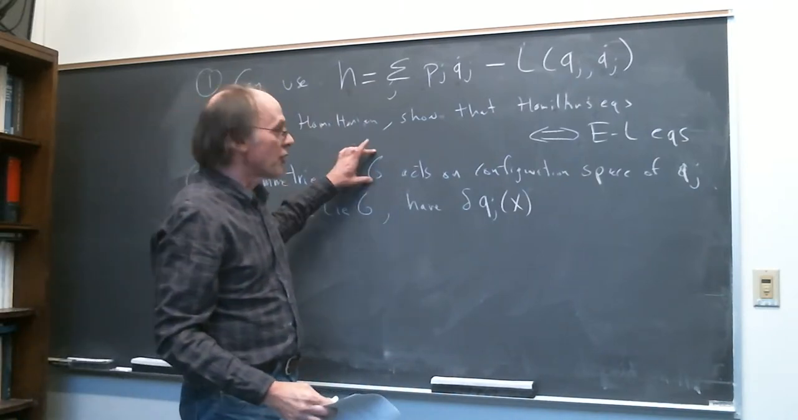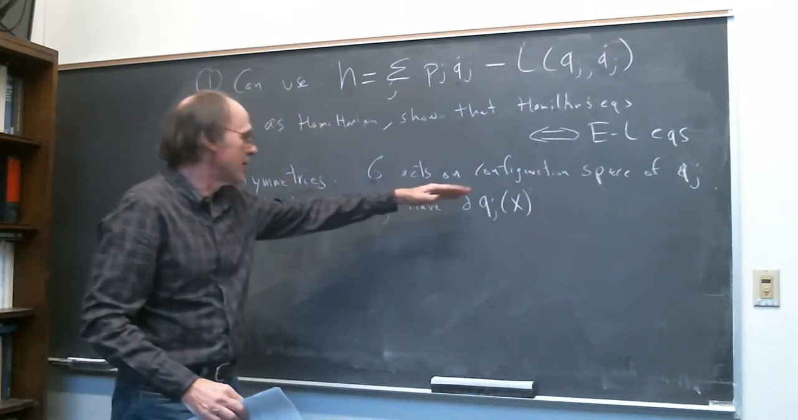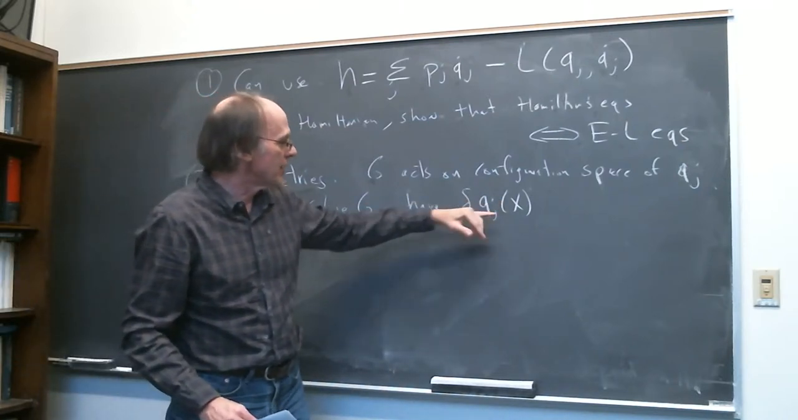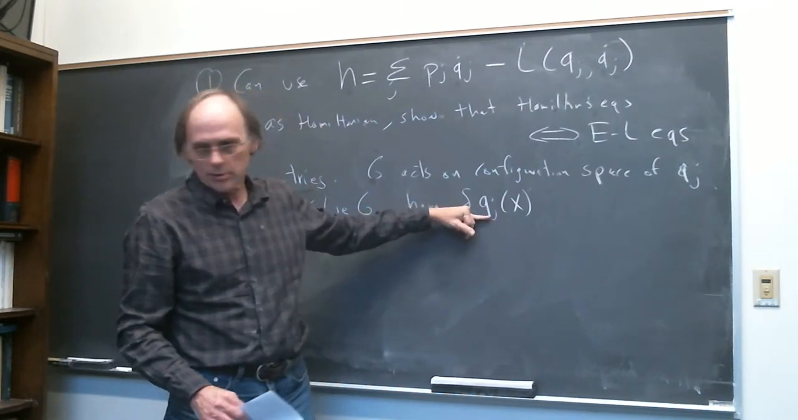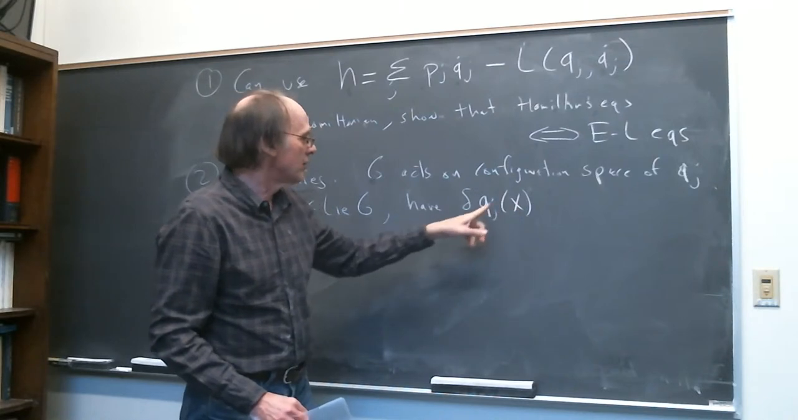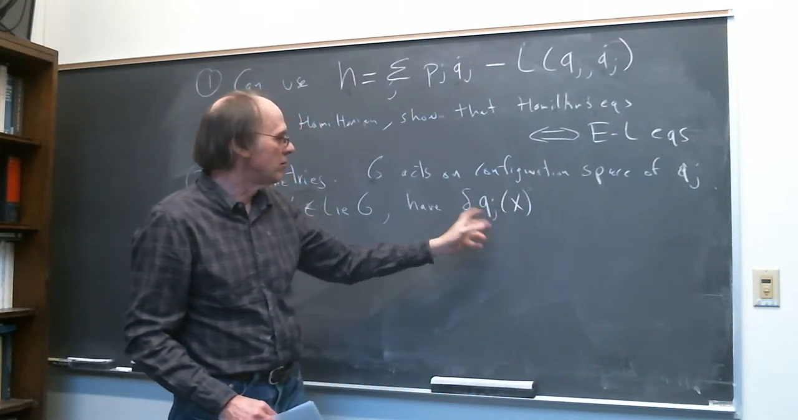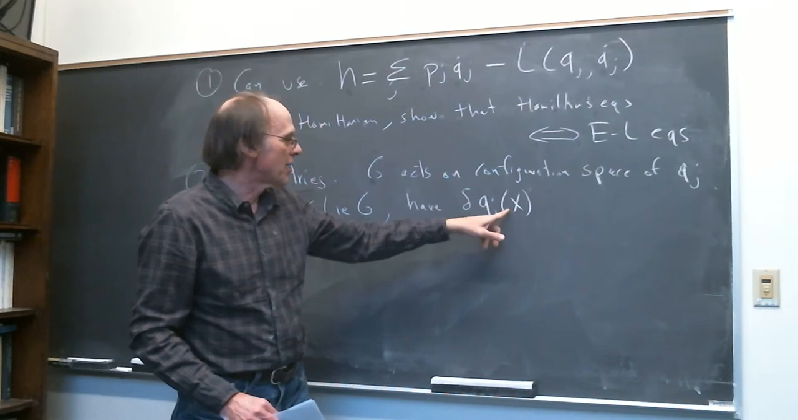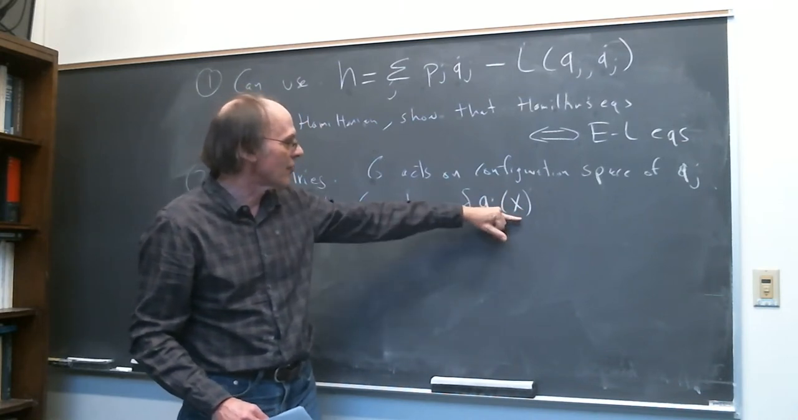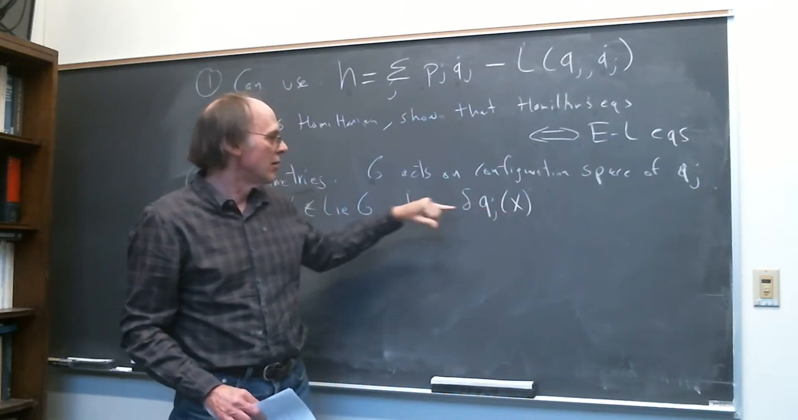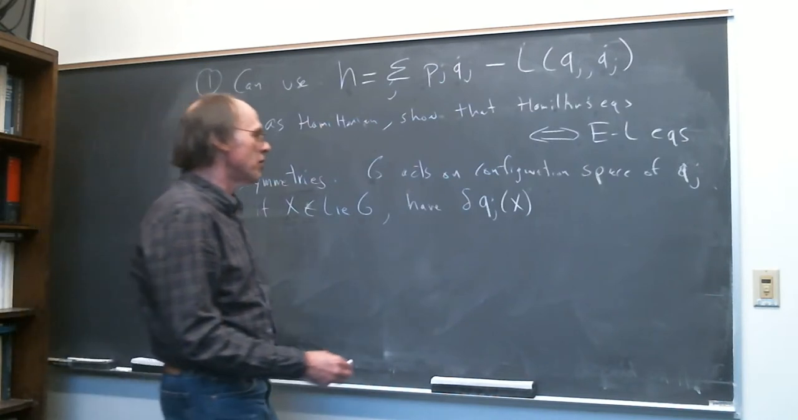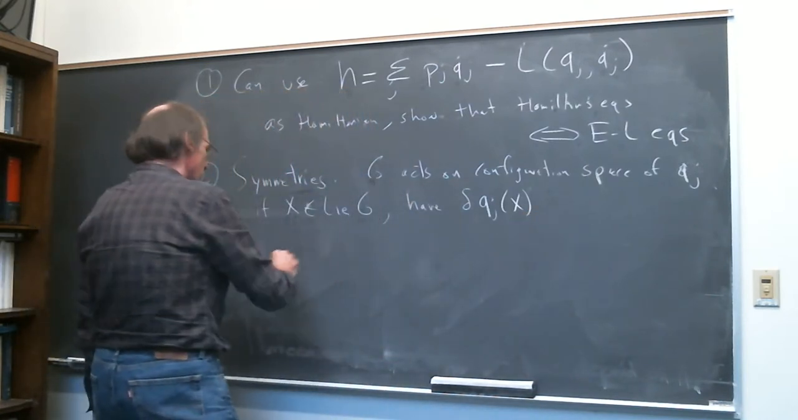So if you know how the group is acting on the configuration space, then infinitesimally the Lie algebra is going to be these infinitesimal changes in the Qs. Depending upon what X is, this is almost by definition what an infinitesimal symmetry change is.